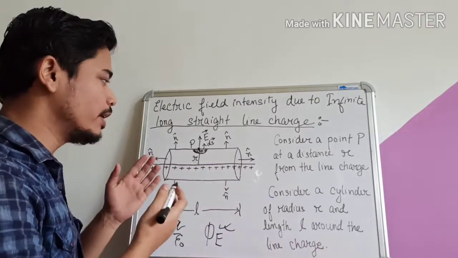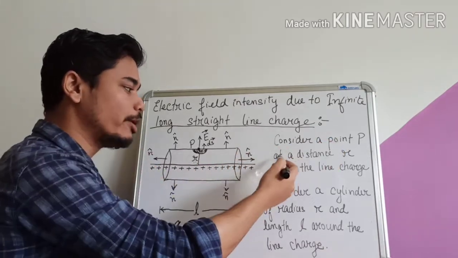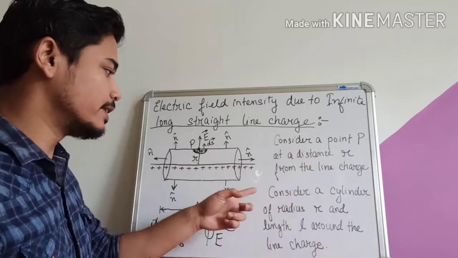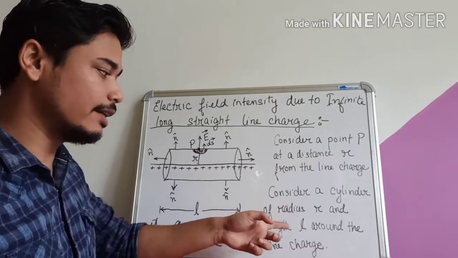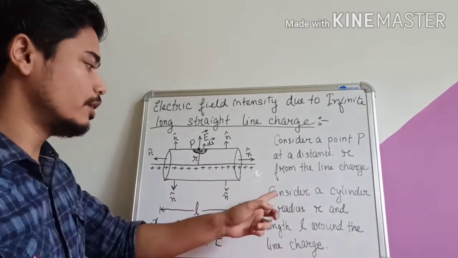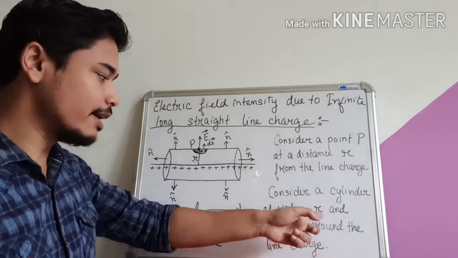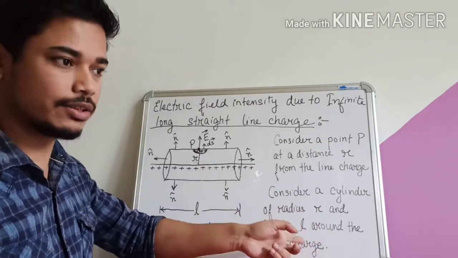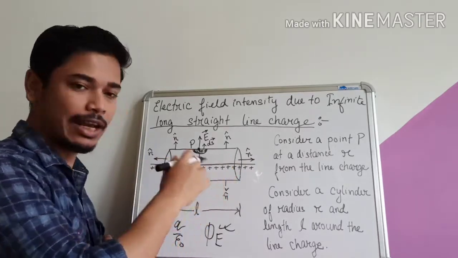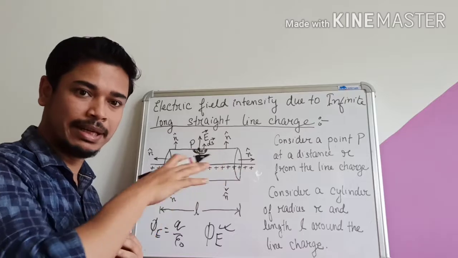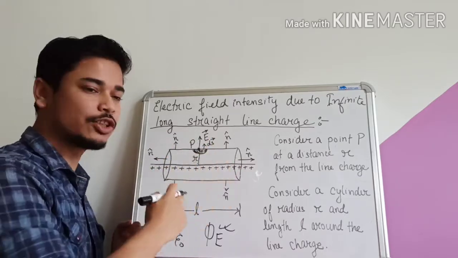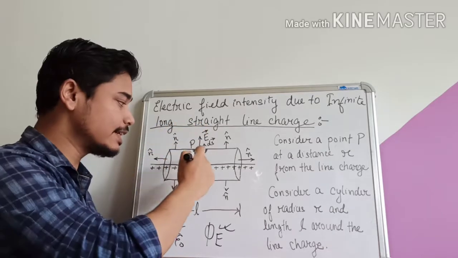So we consider a point P at a distance r from the line charge. Next, we consider a cylinder of radius r and length L around the line charge. Here we have put the line charge along the axis of the cylinder, not anywhere else. We consider the line charge to be along the axis of this cylinder.